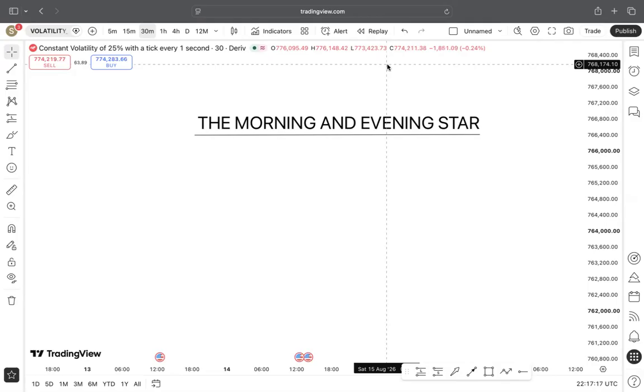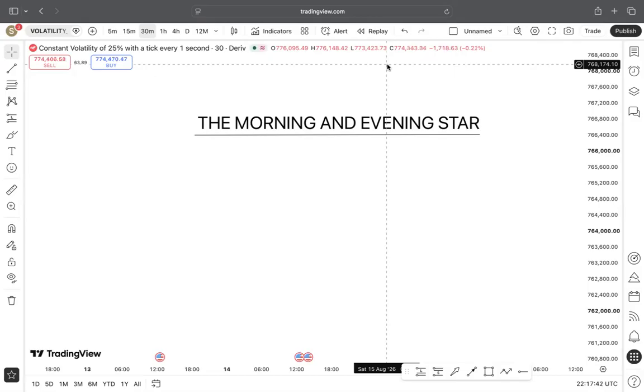And then we have the double candlestick pattern, which is made up of two candlesticks in its formation, of which we have candlesticks like the tweezer top, the tweezer bottom, and all that. And then we have the triple candlestick pattern, which is made up of three candlesticks in its formation. Examples are the morning star and the evening star, which we are going to be talking about today.